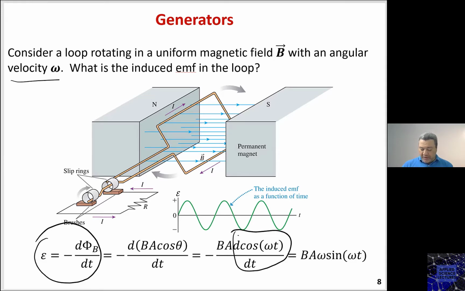to cosine theta, where theta is omega t, the angular frequency times the time. So in this case, the derivative of cosine omega t is going to give me BA omega sine omega t, and the minus will cancel with the minus. So the answer to this is this expression. The electromotive force equals the magnetic field times the area times the angular frequency times sine omega t.